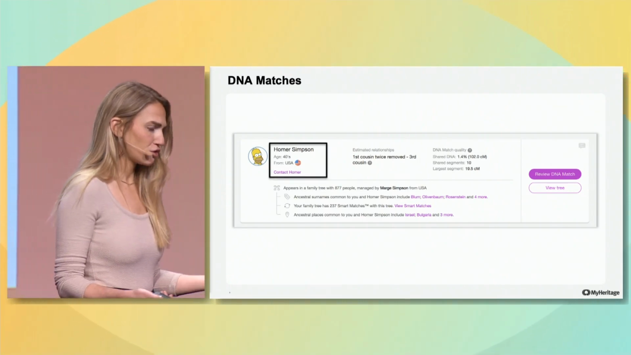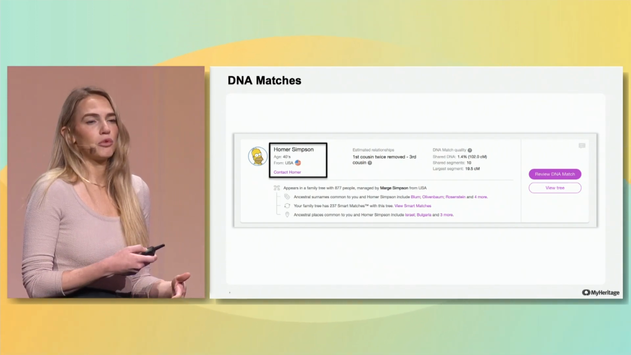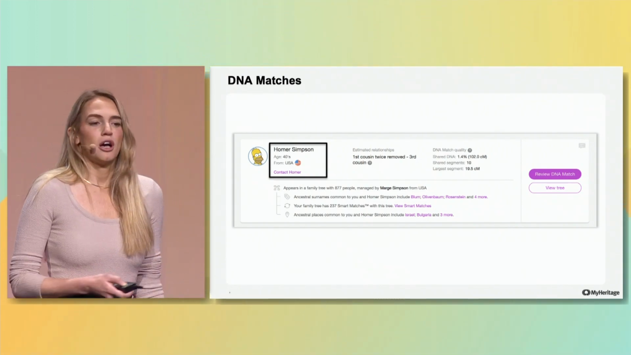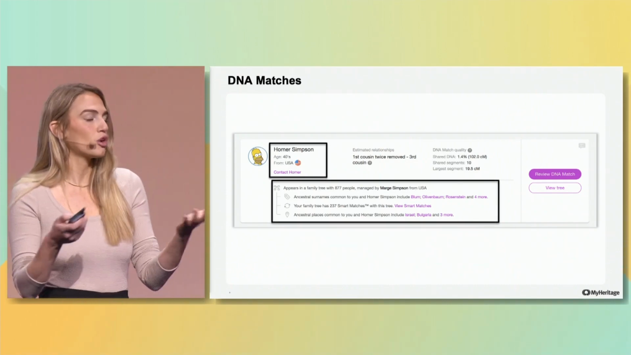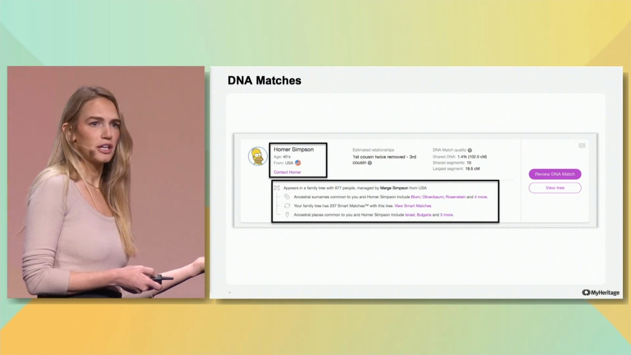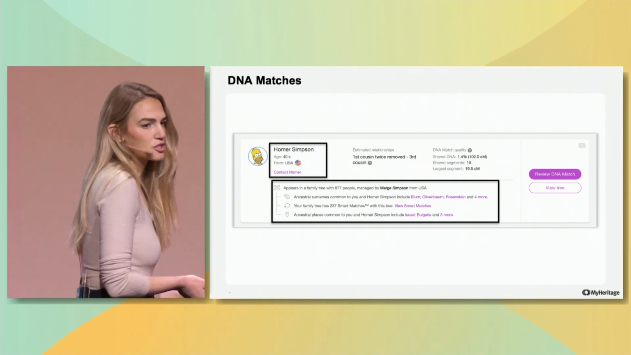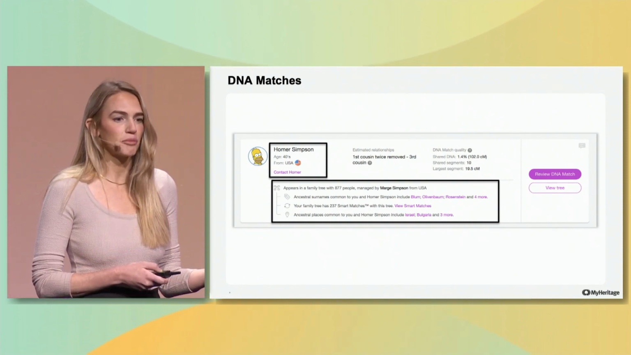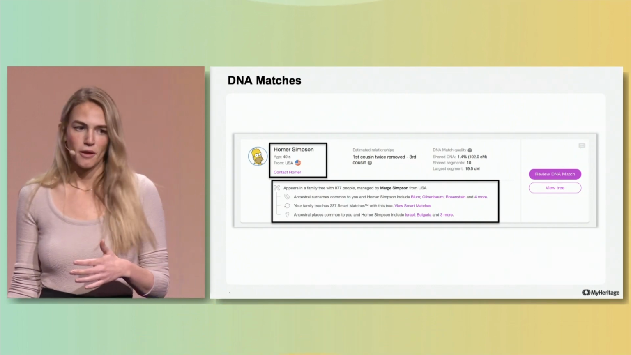So I can see, first of all, the age of my match, the age of Homer. Where is he from? Which country? I can also see other information that I mentioned before that I have in common with Homer. I can see how many people he has in his family tree, which is a very good indication. I can also see the shared ancestral surnames and shared ancestral places I have with Homer.